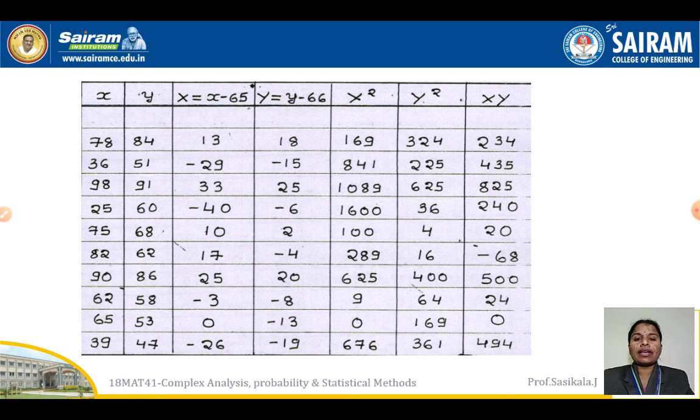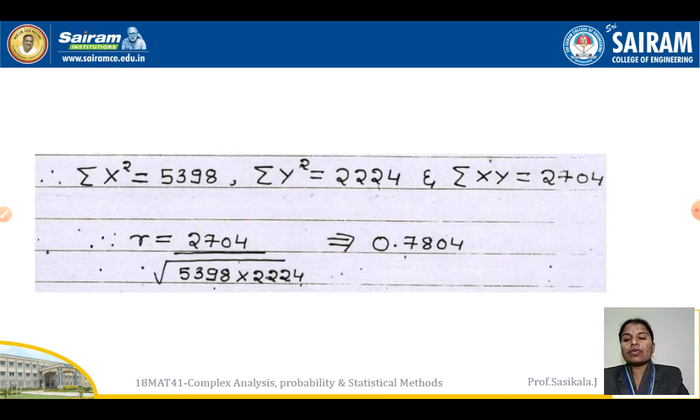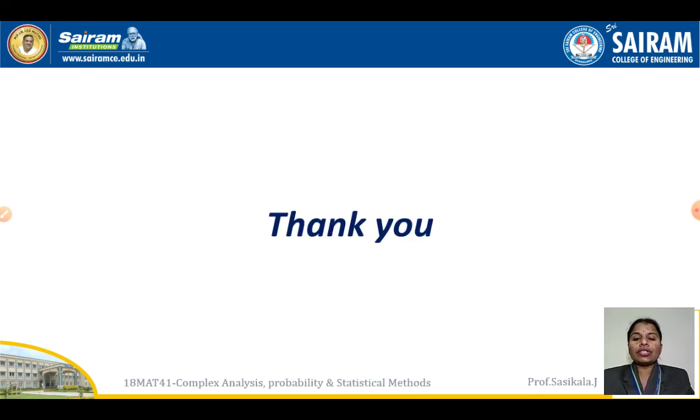So now you can calculate summation x squared. It is 5398, summation y squared is 2224, summation xy is 2704. So now you will get r is equal to, substituting in the formula, summation xy by root of summation x squared into summation y squared. You will get the answer 0.7804. So that's all for the correlation coefficient of the given x and y data. Okay, thank you.